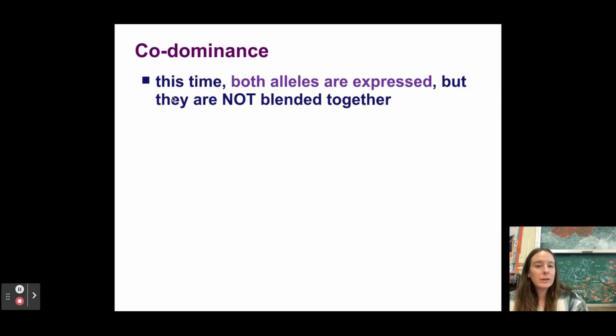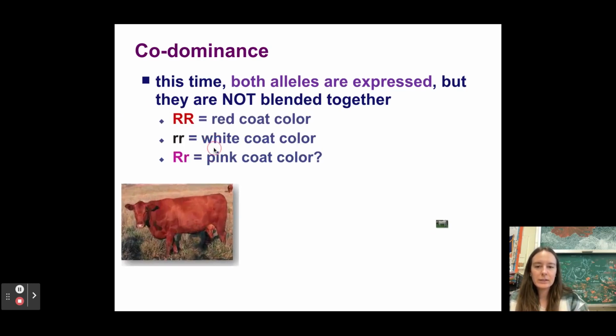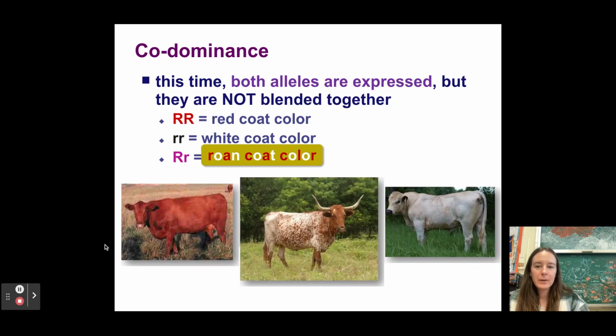The next type of non-Mendelian genetics is called codominance. This time, both alleles are expressed, but they're not blended. So both alleles are sharing the dominance. They're both basically fully dominant, but now there's kind of like a mix of the two. So, for example, in cows and bulls, homozygous dominant will be red coat, so that will look like this. Homozygous recessive is white, and now if you have the heterozygous, it's like a speckled, or in this case, we call it the roan coat color.